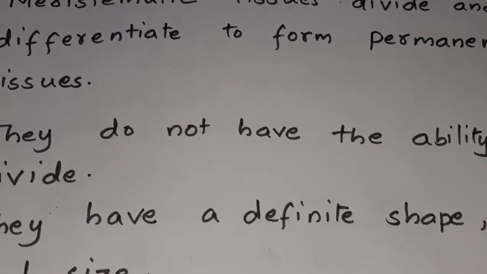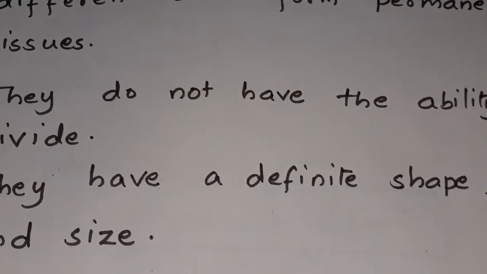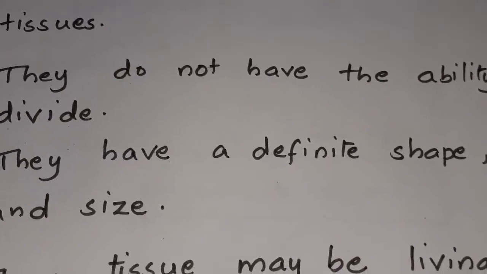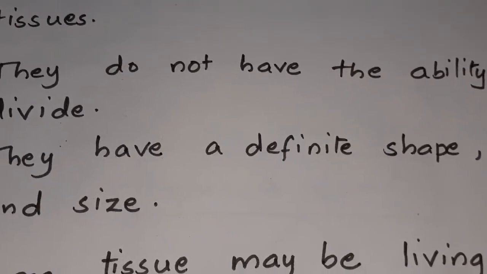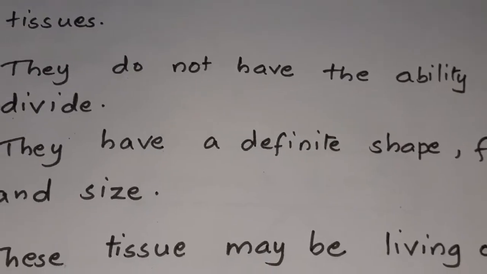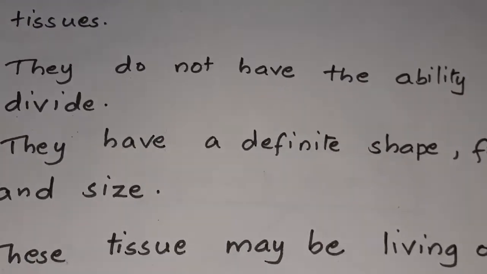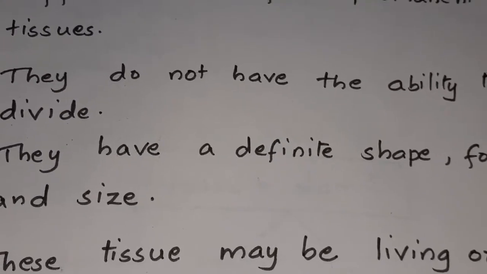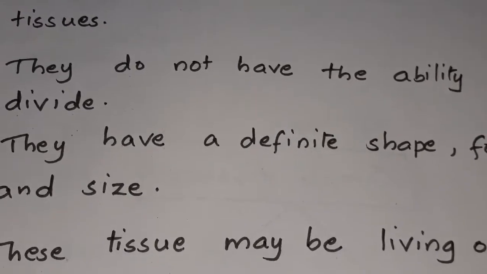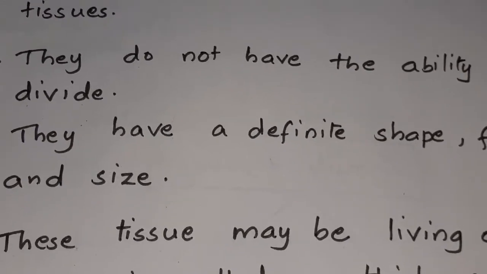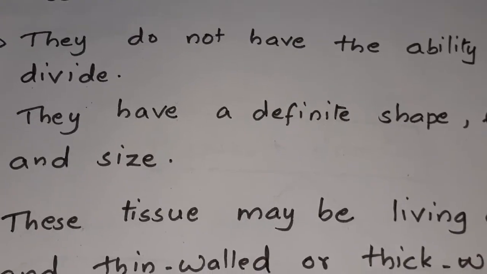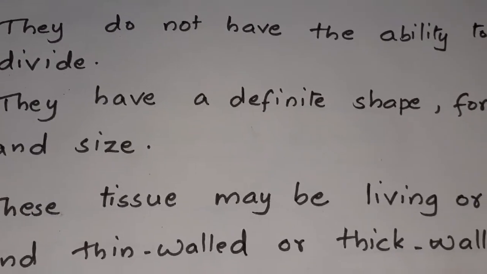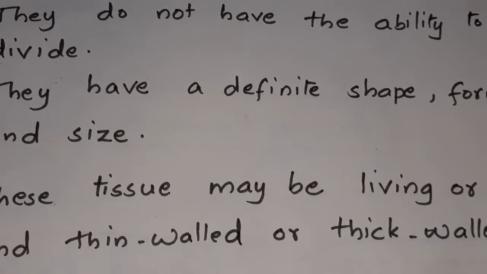Second point, they do not have the ability to divide. This is the one difference between meristematic tissue and permanent tissue. Meristematic tissue have the ability to divide, but permanent tissues do not have the ability to divide. So once the meristematic tissues complete that ability to divide, it will form as permanent tissue. So I hope you understand how a permanent tissue is forming from a meristematic tissue once the ability to divide is lost. Now we'll see the third property of a permanent tissue.